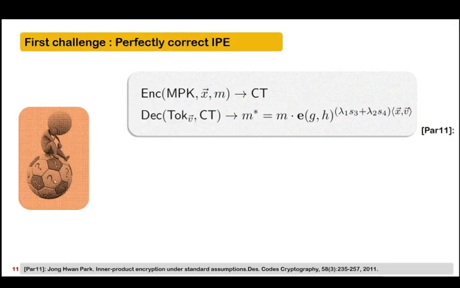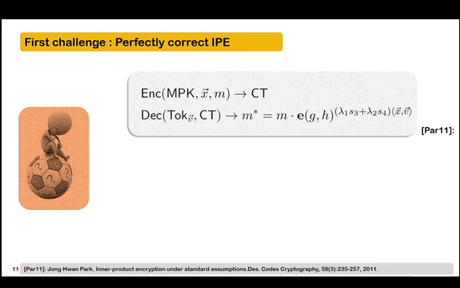So to start constructing VIP, first we need to have a perfectly correct IP. To our knowledge, most IP schemes known in the literature have a negligible probability of error, which makes cheating possible. And so they are not directly usable to construct VIP. So our first challenge was to construct one. We start with the IP scheme introduced by Park.